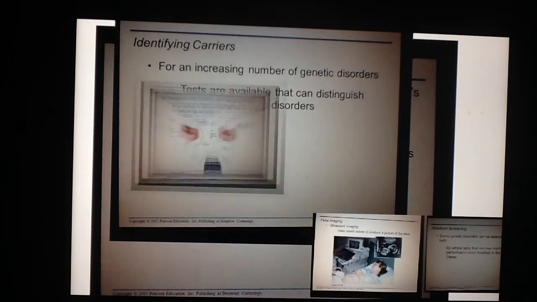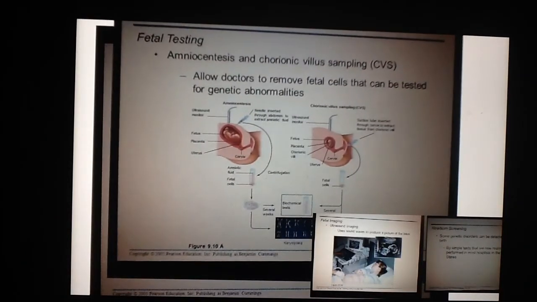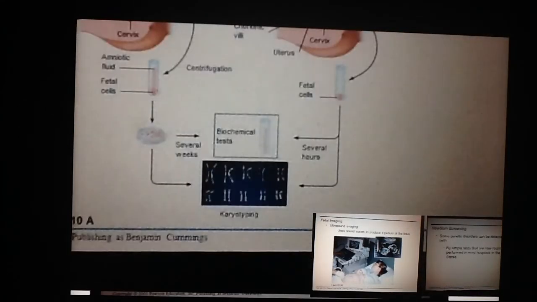One of the ways they're doing this is fetal testing. What the doctors will do is simply go in and take a small sampling of the amniotic fluid. They'll spin it out, and then they'll look at a picture of the DNA. The picture of the DNA is called a karyotype. And by looking at the karyotype, we can actually identify some genetic disorders.